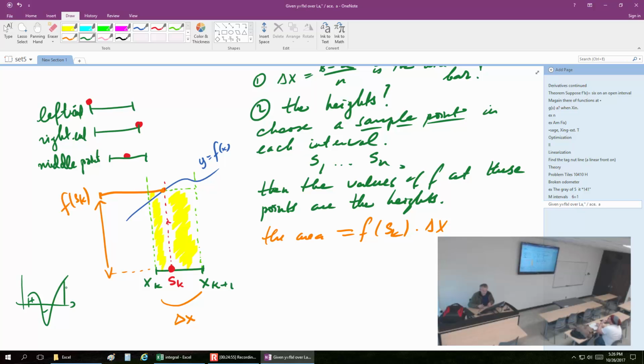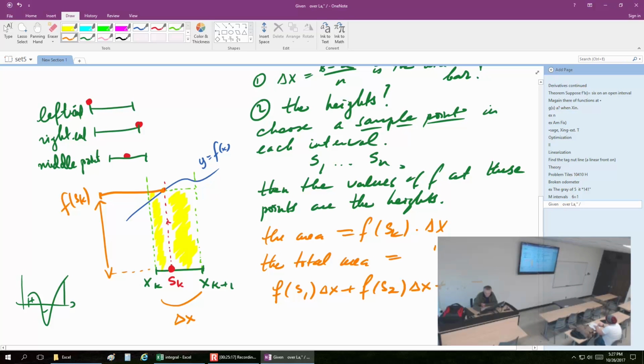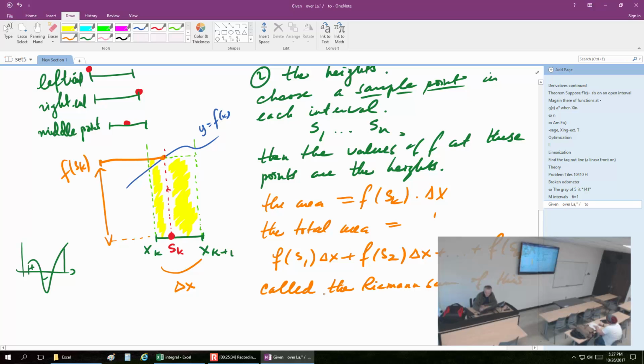Okay, so then the total area, that's the next step. The total area is the sum, equal to f of S1 delta x plus f of S2 delta x plus and so on up to f of sk delta x. This is called the Riemann sum of this sampled partition.